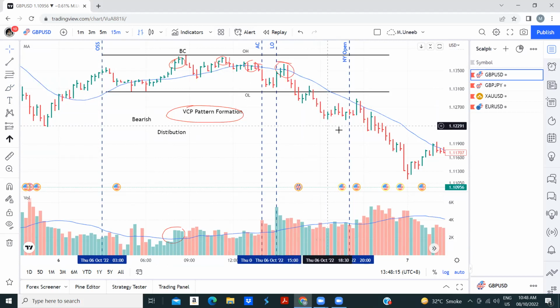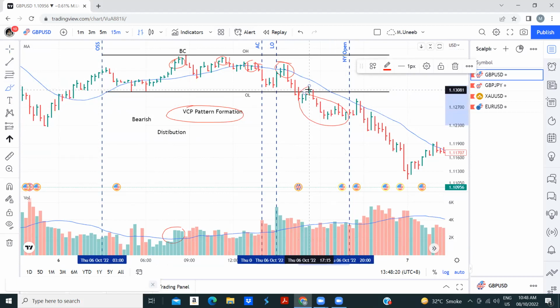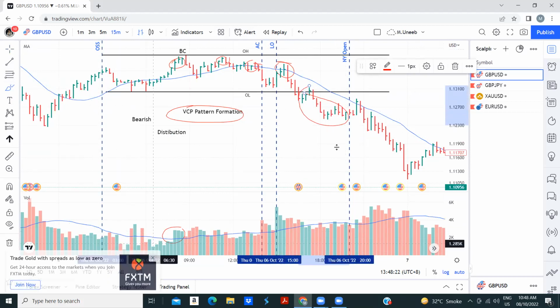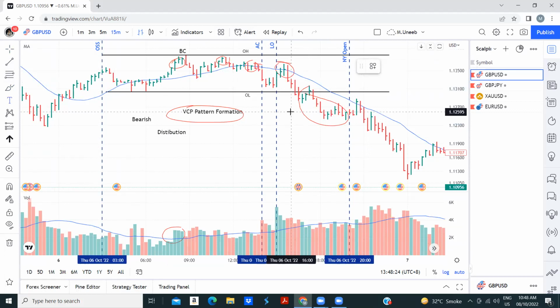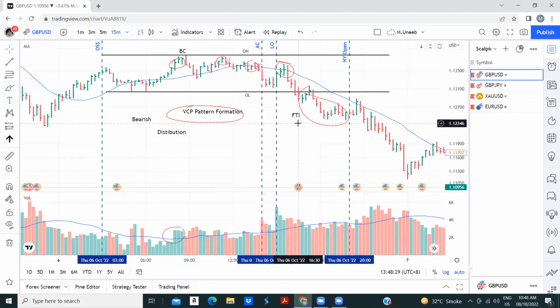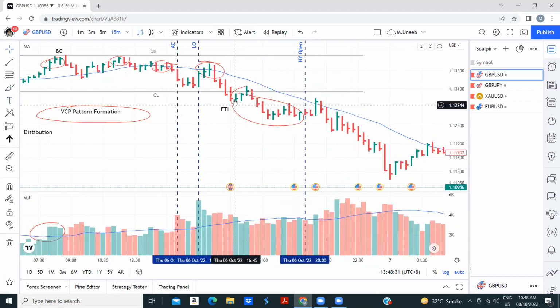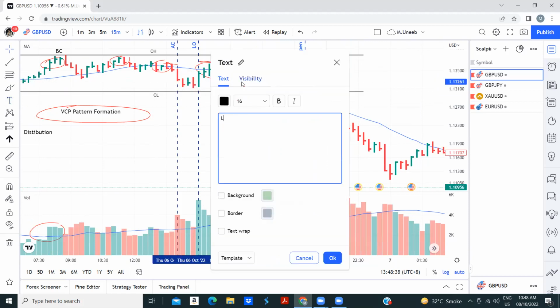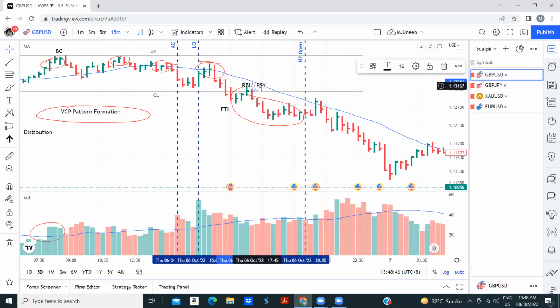what do we notice here? This is what? This whole entire move here. FTI. Yes, FTI, distribution. FTI, right? This is the first FTI attempt. And then after the price went back, what did we find? RBI. LPSY. Okay. We also call it LPSY, last point of supply.